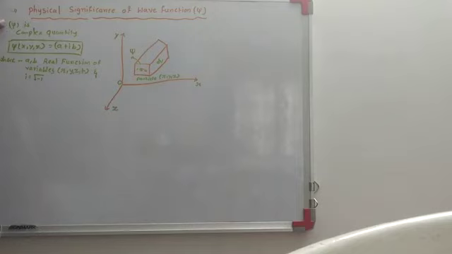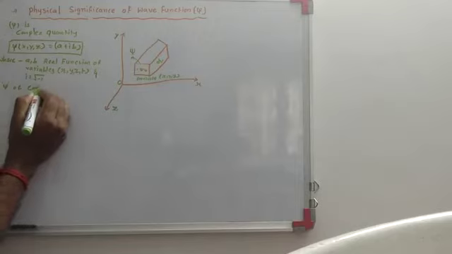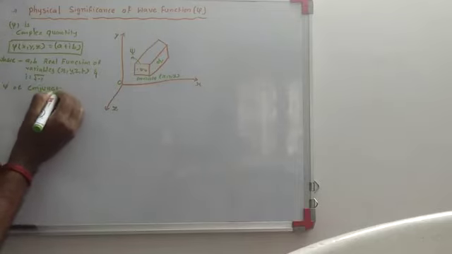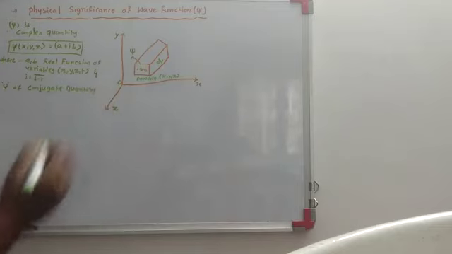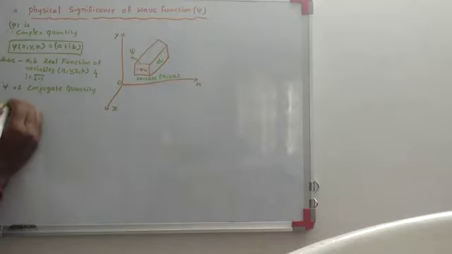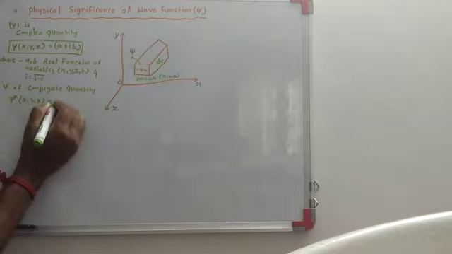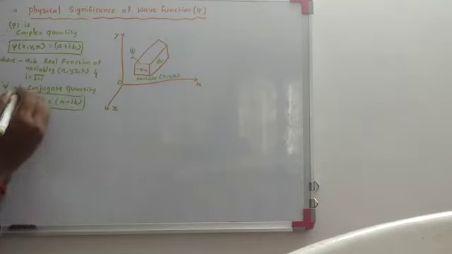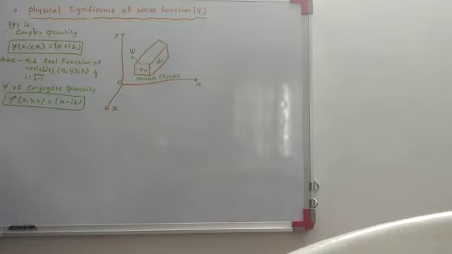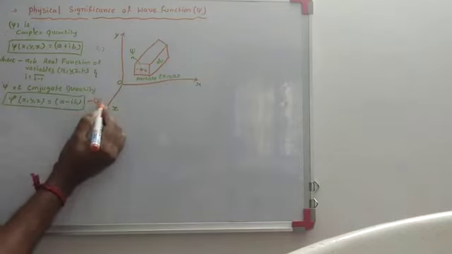The wave function psi's conjugate quantity, that means psi star of x, y, z, equal to a minus ib. This is equation 1 and equation 2.